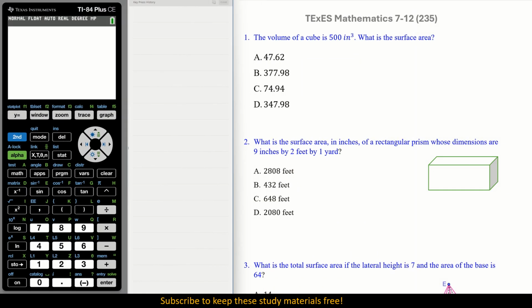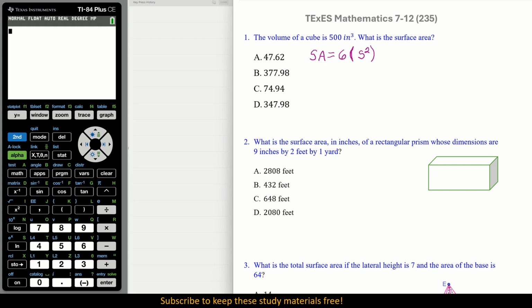Number one, the volume of a cube is 500 inches cubed. What is the surface area? Okay, well, that's not tough. We know that the surface area of a cube is 6 faces. It has 6 sides, and each side is S times S. But we need to find out what S is.